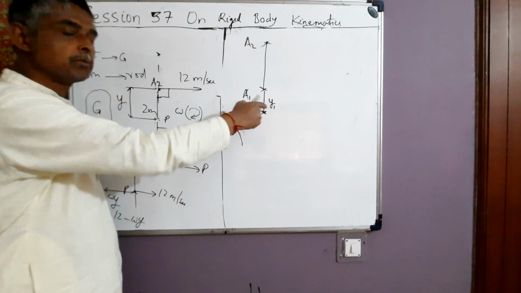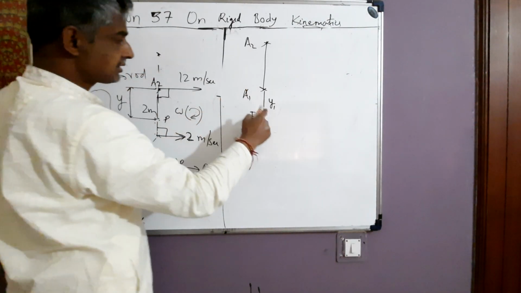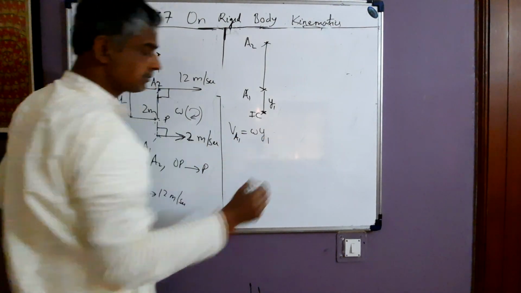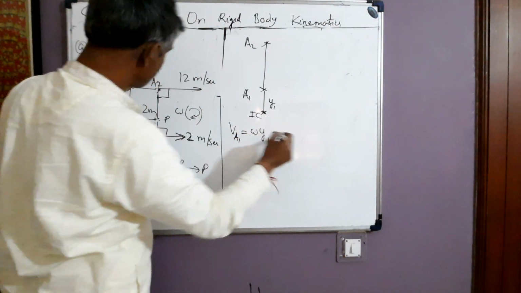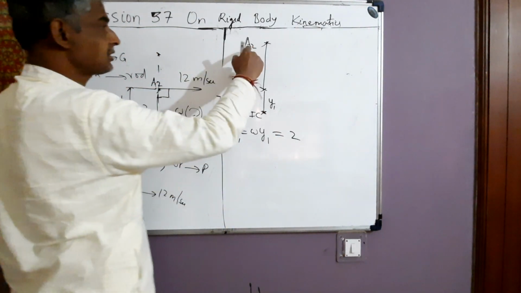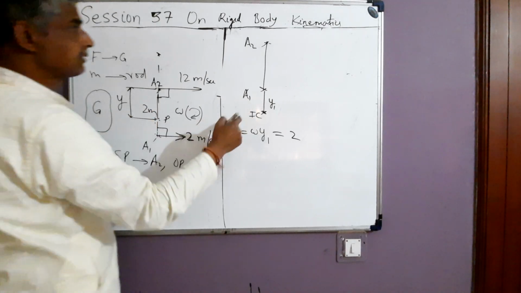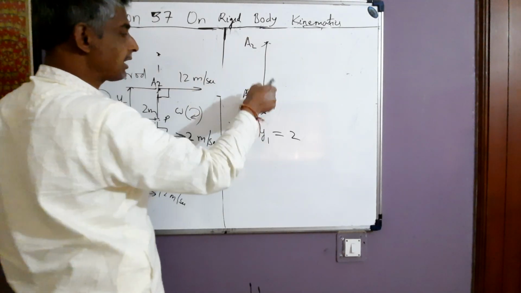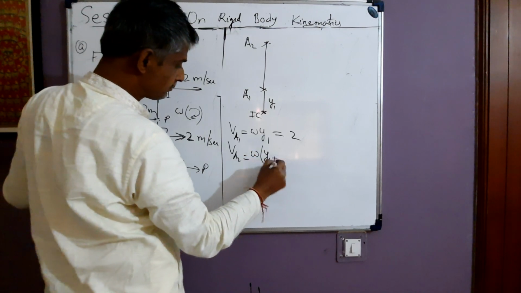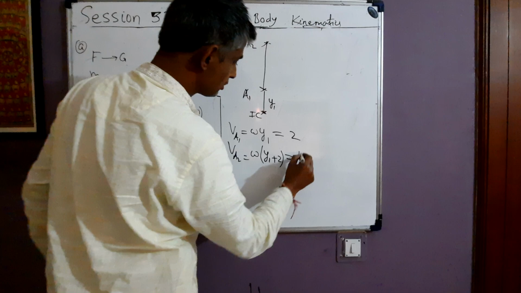Now y1 can be determined by several different methods. First method: A1 is at a distance of y1 from IC. The velocity of A1 will be omega y1 by the IC concept. And the velocity of A1 is 2, so omega y1 is equal to 2. Now what is the distance of A2 from IC? That is y1 plus 2 meter. The velocity of A2 becomes omega into y1 plus 2, and that is 12.